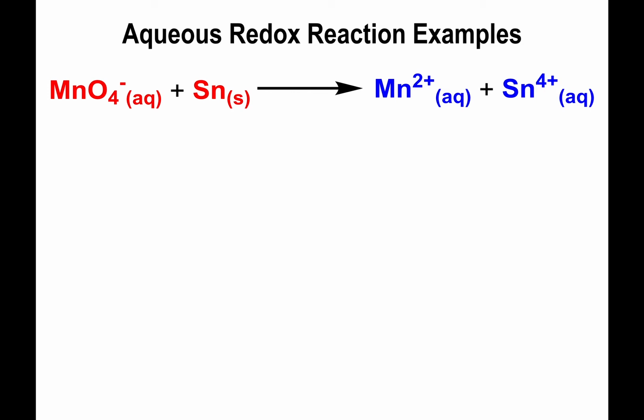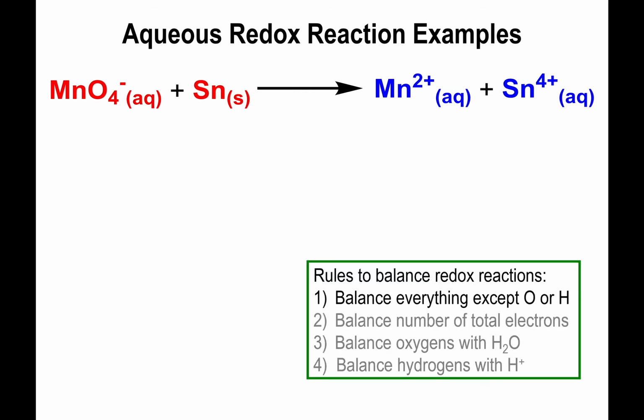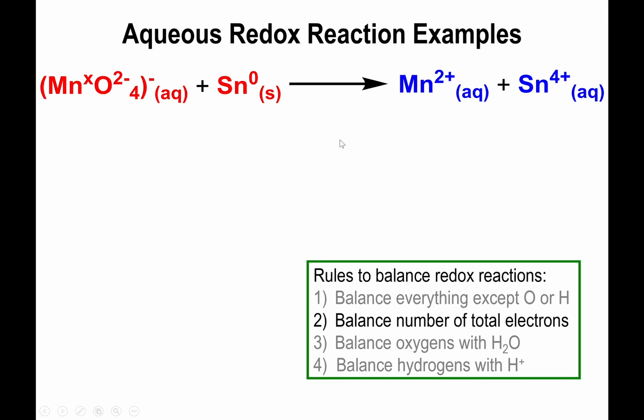So I'm gonna balance this via the direct method first. So we balance anything that's not oxygen or hydrogen. That's the first step. And we have one manganese on the left side, one manganese on the right side. So that's okay. We have one tin on the left side and one tin on the right side. So that's also balanced. So we move on to now looking at the electrons. And in order to do that, we need to look at the individual charges, keeping in mind that oxygen will be 2 minus in charge. And if you have any protons, the protons will be plus 1.